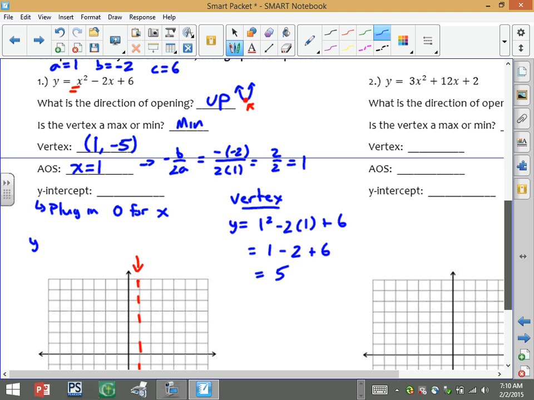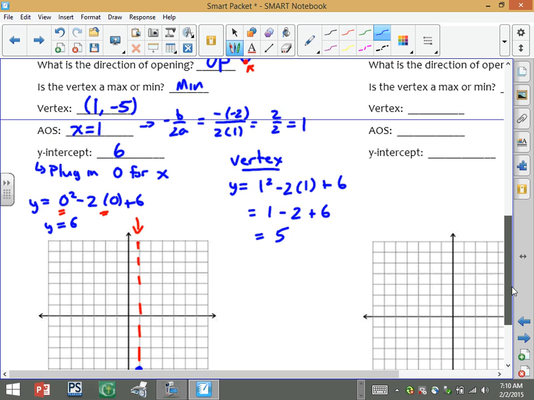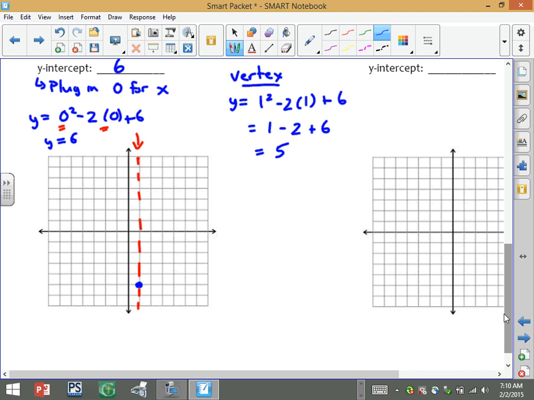So y equals 0 squared minus 2 times 0 plus 6. Well, if we look at this carefully, that disappears because we're multiplying by 0. And all we're left with is y equals 6. So the y-intercept is 6. Remember, that's where it crosses the y-axis. So let me go up to 1, 2, 3, 4, 5, 6.